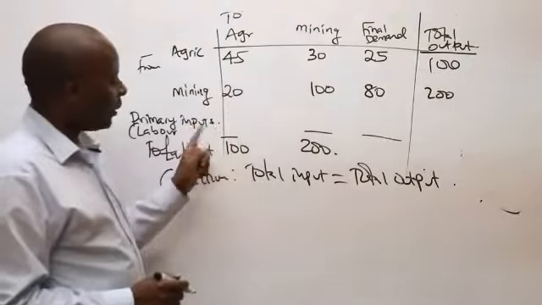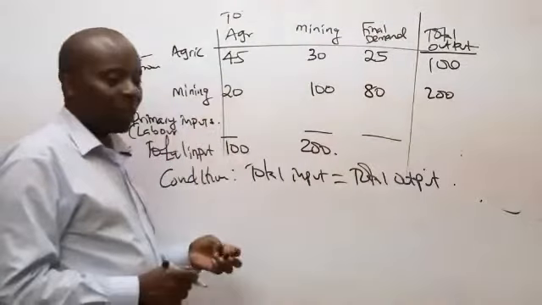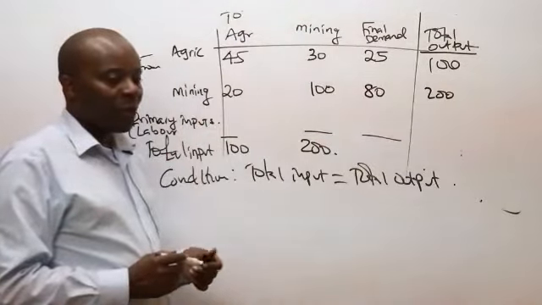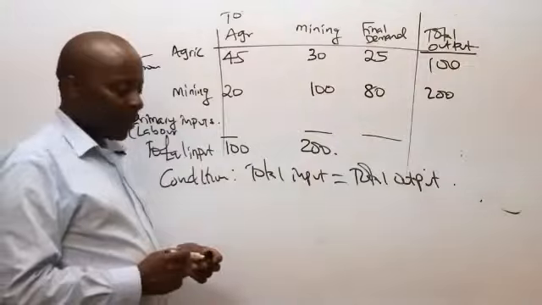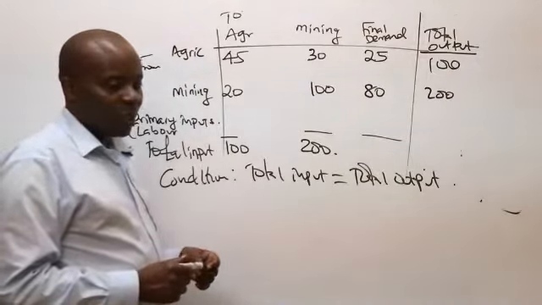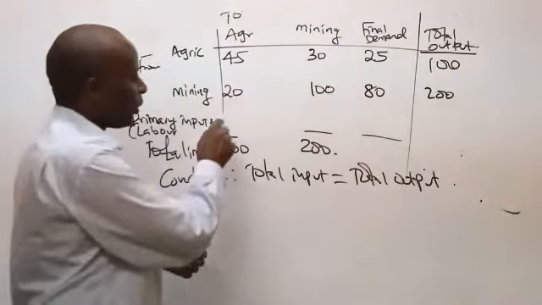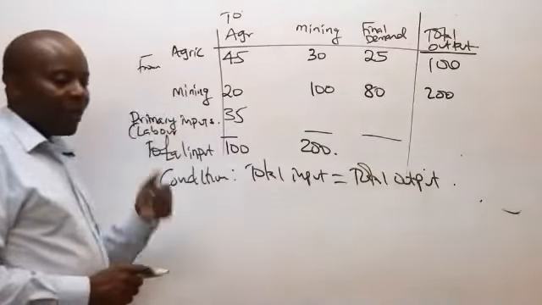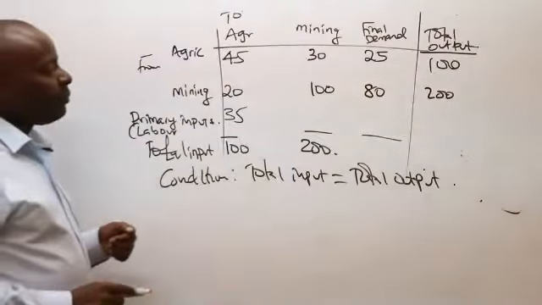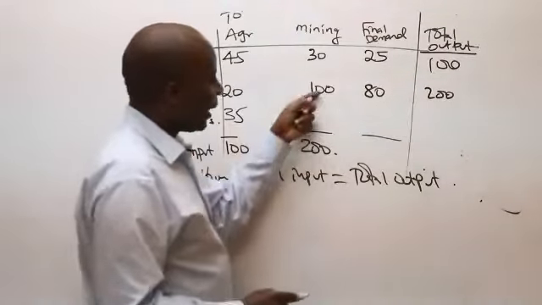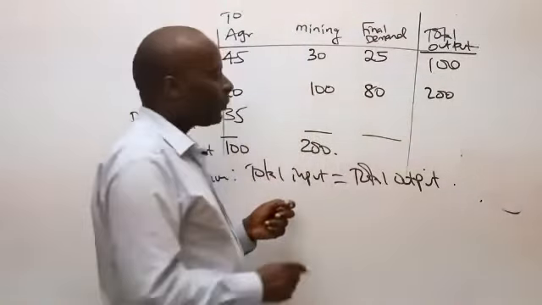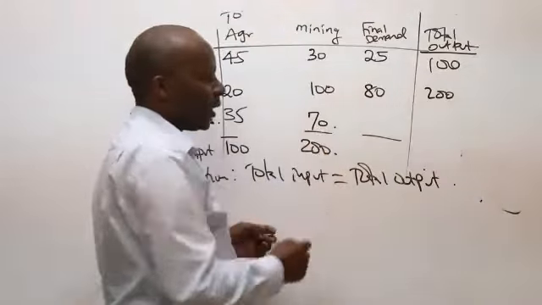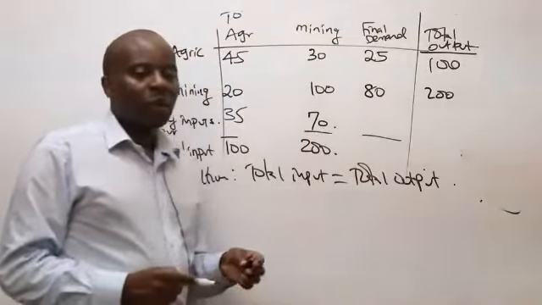So could you kindly give me the primary input for agriculture? How much does it come to? James tells me it is 35. How about the primary input for mining? Primary input for mining, 200 minus this, 70.